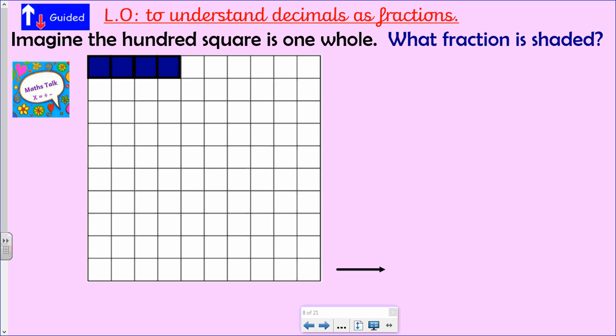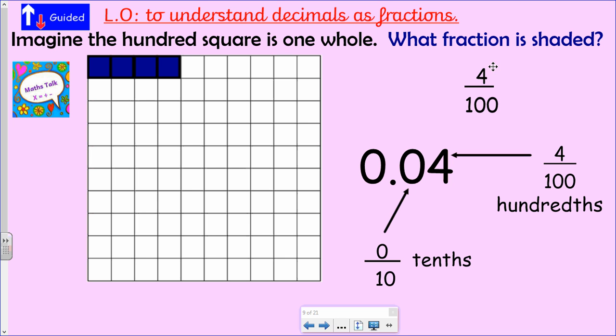So this time we have got 4 hundredths. So that is 4 out of 100. So as a decimal, we can write that down as 0.04. So there's no tenths. You can see, hopefully, I've got nowhere where there's a full line coloured in blue. So I've got no tenths and 4 hundredths. So 4 hundredths is our fraction. As a decimal, it's just 0.04, 4 in the hundredths column there.